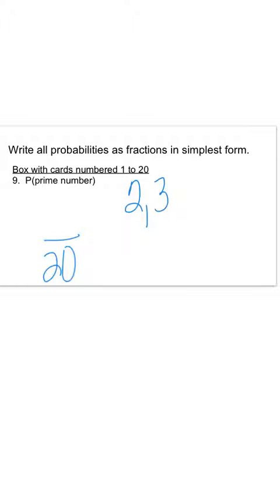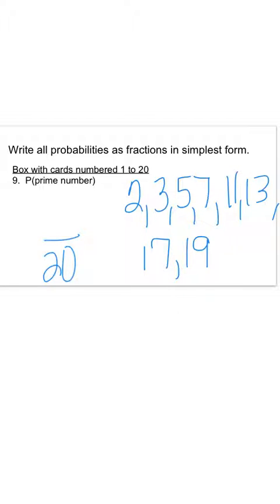4 can be divided by 1, 2, and 4, so that's not a prime number. 5 can only be divided by 1 and itself. 6 can be divided by 1, 2, 3, or 6, so it's not prime. 7 can only be divided by 1 and itself. 8 has more than those 2 numbers. 9 has more than 2, 10 has more than 2, 11 can only be divided by 1 and itself, 12 has a whole bunch of factors, 13 can only be divided by 1 and itself, 14 has a few, 15 has a few, 16 has a few, but 17 can only be divided by 1 and itself, 18 has a few, 19 can only be divided by 1 and itself, and 20 has a few.